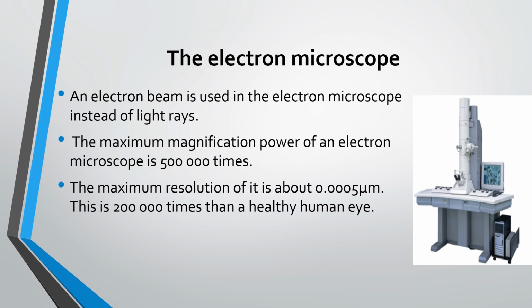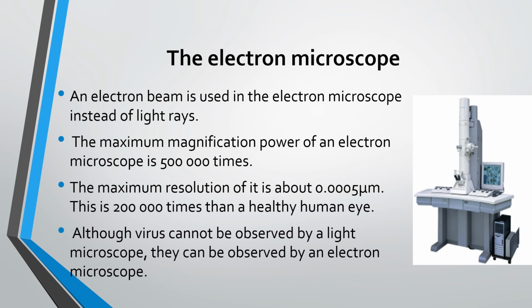And also the maximum resolution power of the electron microscope is about 0.0005 micrometers. So you can resolve two points that are at this much smaller distance or this much closer by using the electron microscope, and this resolution power is 200,000 times more than the healthy human eye.